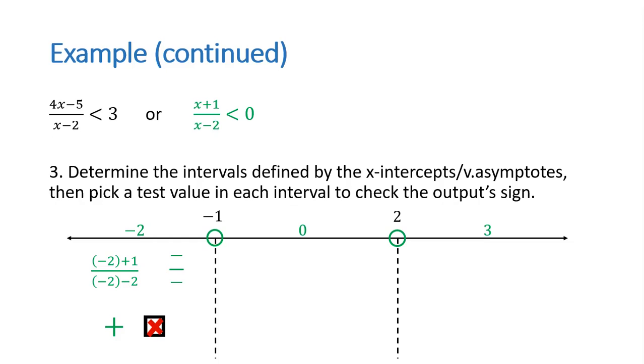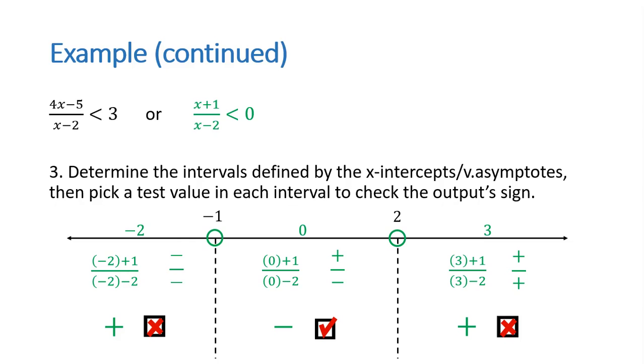Now let's try 0. 0 plus 1 is positive. 0 minus 2 is negative. So we have a positive divided by a negative. Dividing opposite signs means our output is negative. Because we're solving a less than, this is part of our solution. And then 3 plus 1 is positive. 3 minus 2 is also positive. So positive divided by positive gives us a positive output. So this particular interval is not included.